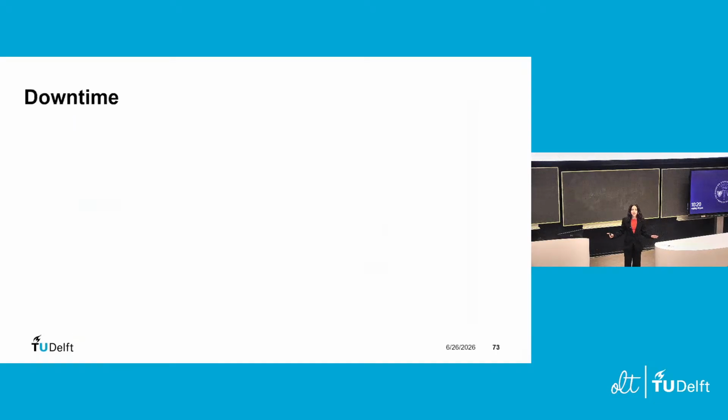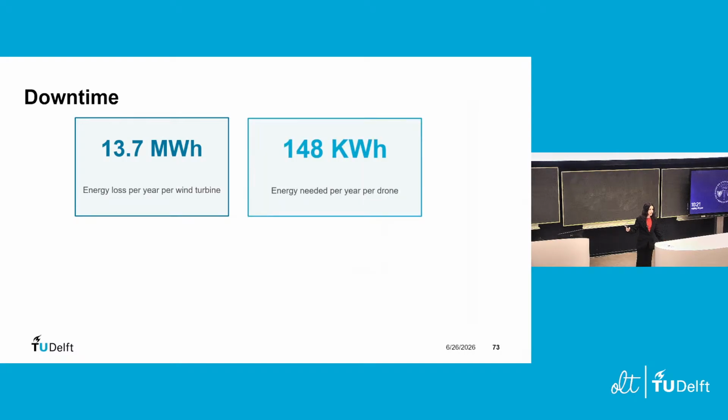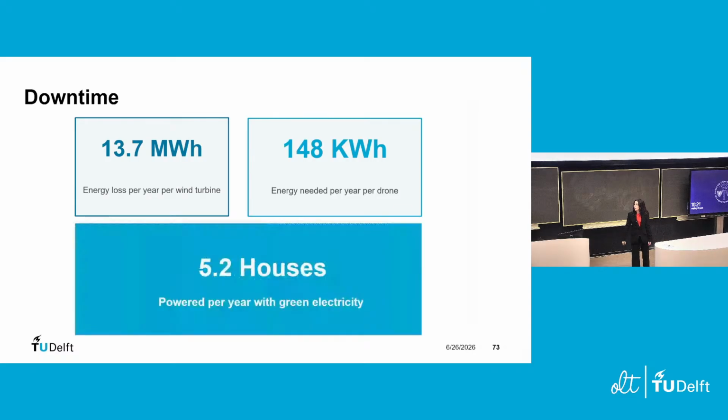Not only do the vessels emit a lot of CO2, but also every time someone is in there to inspect the drivetrain, they have to shut down the wind turbine. This means that we have loss of green energy. In fact, 13.7 megawatt hours every year per wind turbine is lost due to maintenance and inspections. With our drone, you don't need to have downtime. And our drone only consumes 148 kilowatt hours per year for powering the batteries. This means that without having downtime for inspections, we could power 5.2 more houses in the Netherlands per wind turbine with green energy every year.